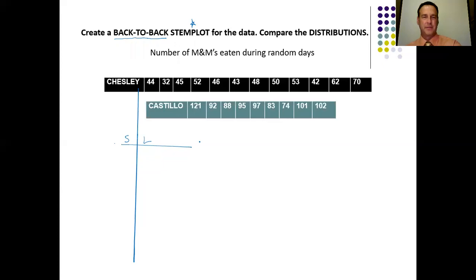Stem, leaf. Okay, and what I'm going to do is work with Miss Chesley to start with. I want to consider all the data. Between all the data, the lowest number I see is in the 30s, so I'm going to start in the 30s here. And the highest I see is 121. So for tens purposes, that's 12 sets of 10 in the 120. So 3, 4, 5, 6, 7, 8, 9, 10, 11, 12.